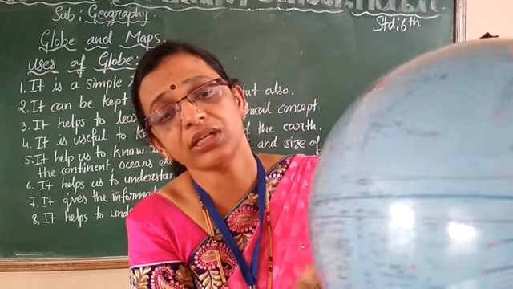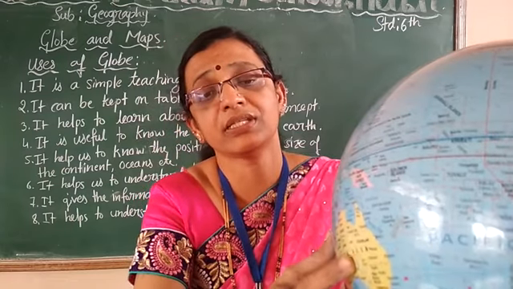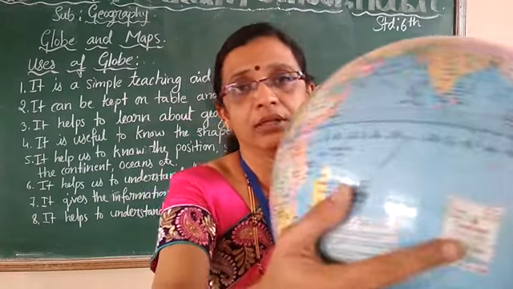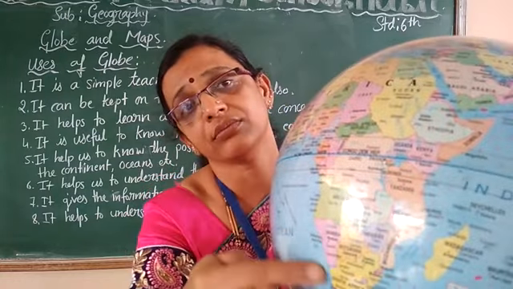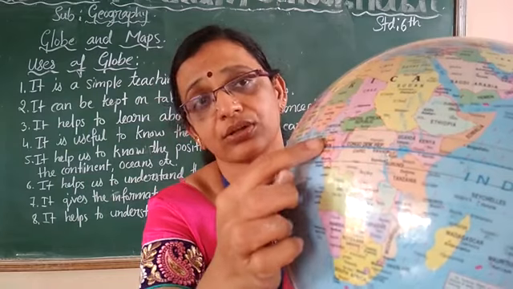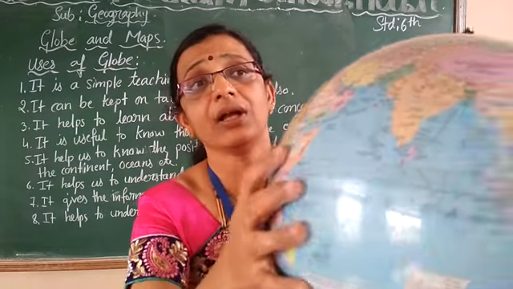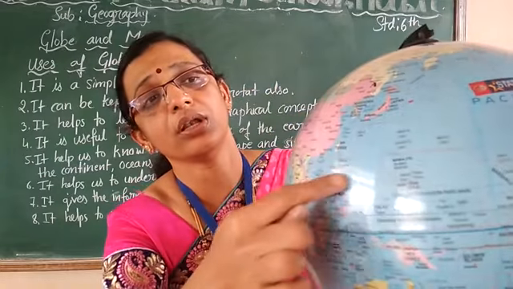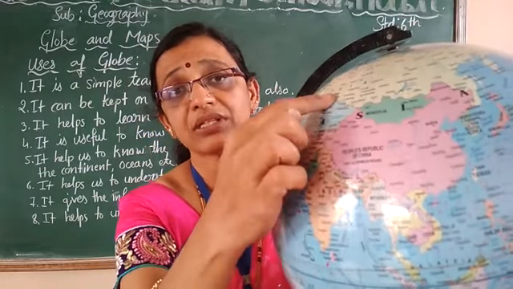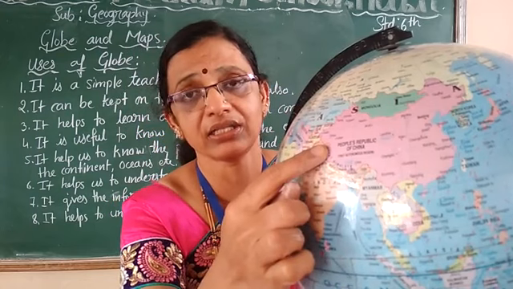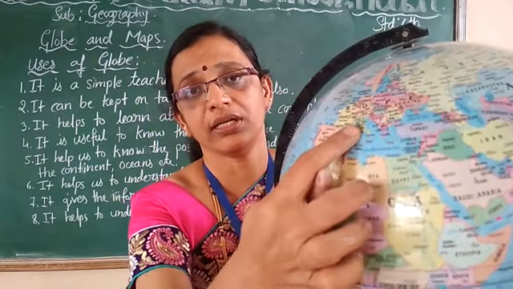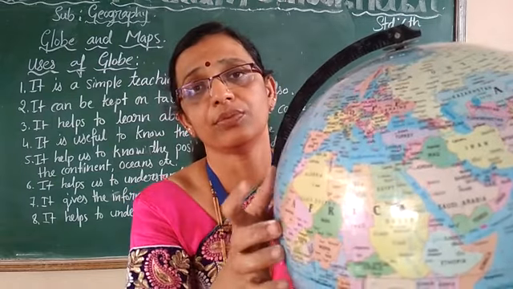See children, Australia is this much size. By seeing the globe only you can understand. And Africa, this much big is Africa. So we come to know this is a big continent. More than this Africa, the Asia continent is there. Here only, up it is. This is all Asia, the first largest continent. We are in Asia continent children. Beside that, Europe continent is there. All this we will come to know.